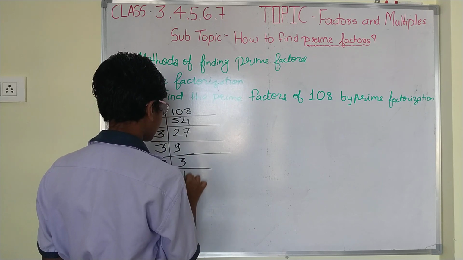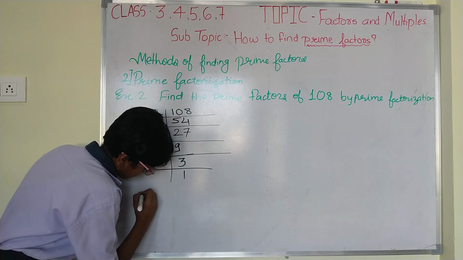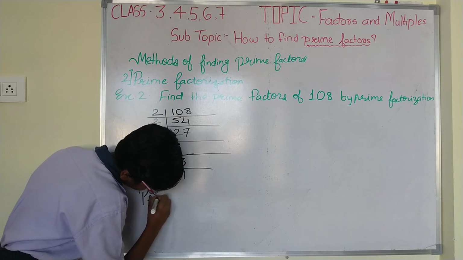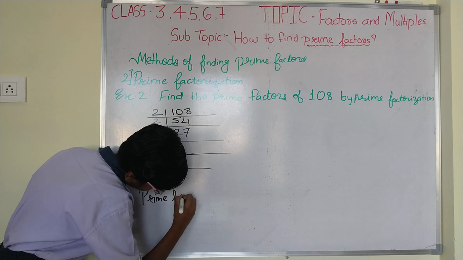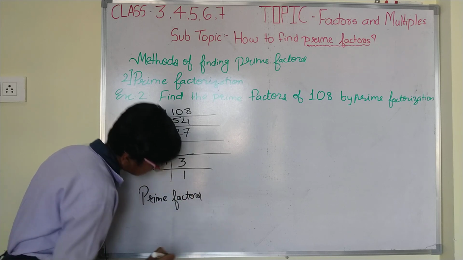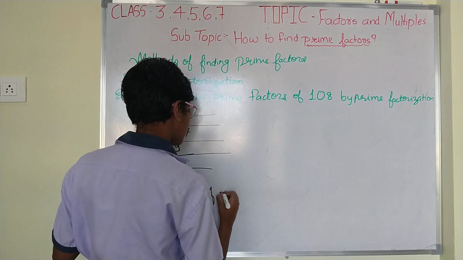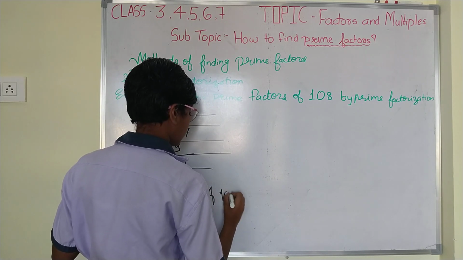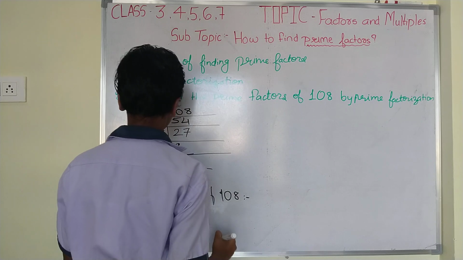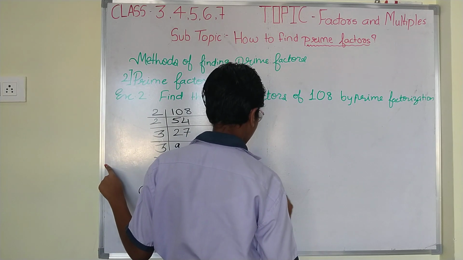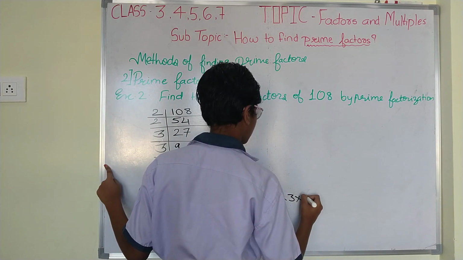So prime number goes with a prime number. Therefore, prime factors of 108 is 2 into 2 into 3 into 3 into 3.